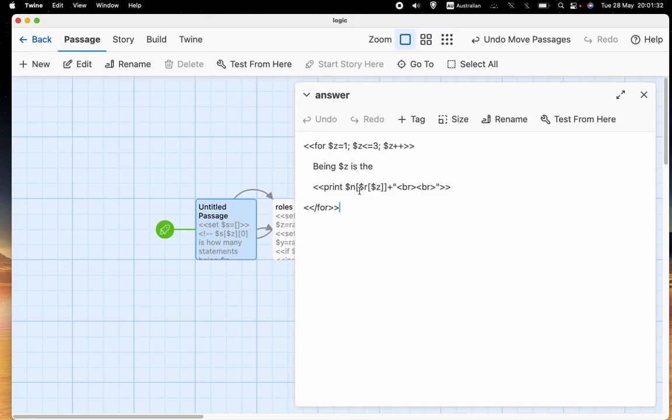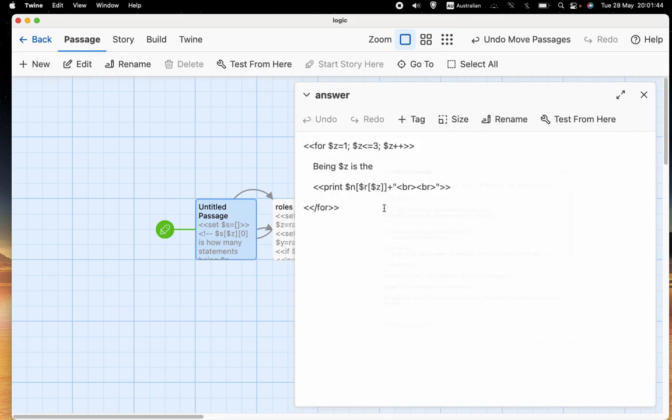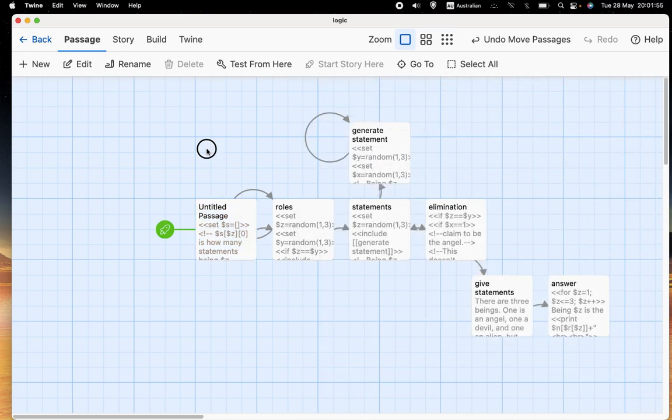So, for example, if we're looking at 1, we'd look at R1. What role is being number 1? Well, it's role number 2. Okay, we'll print N2, and N2 is the devil. So this is just going to give us something like being 1 is the devil, being 2 is the angel, and being 3 is the alien, or something like that. And that is how we generate this particular kind of logic puzzle, which will always be solvable, which is important.